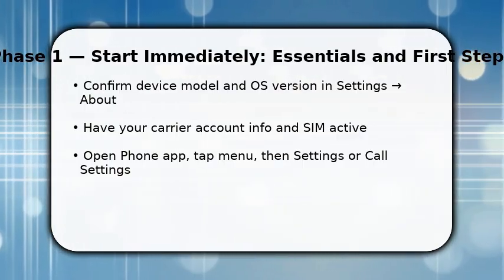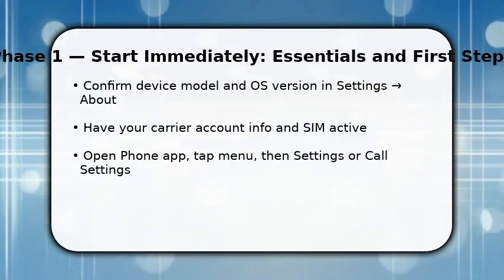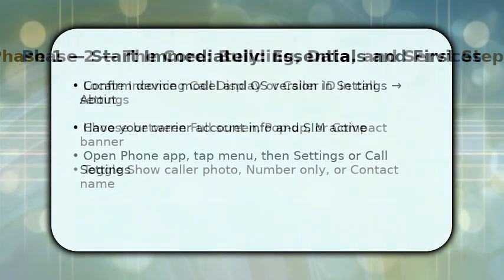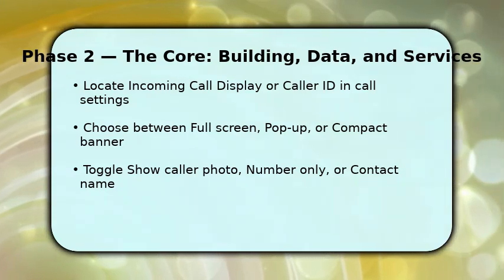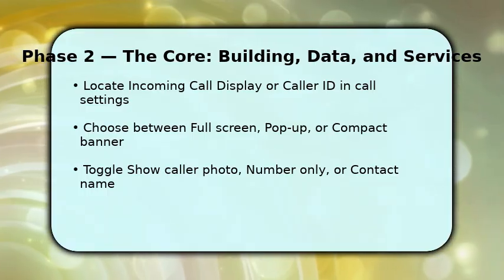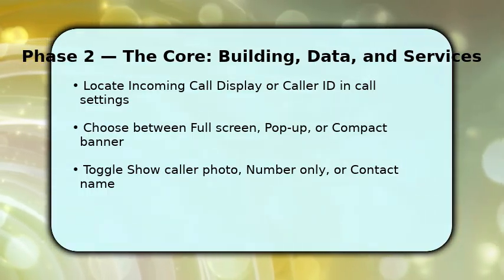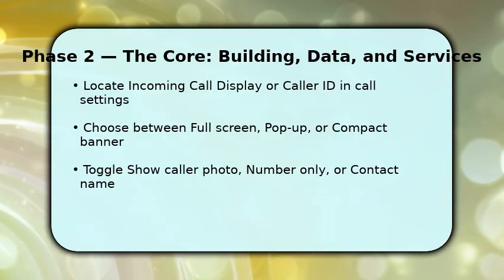Keep an eye on terms like Caller ID, Incoming Call Display, or Call Display while you proceed to the next step. Now you locate Incoming Call Display, Caller ID, or similar within Call Settings and tap it. You will see choices like Full Screen, Pop-up, or Compact Banner. Pick the one that fits how you want calls presented.